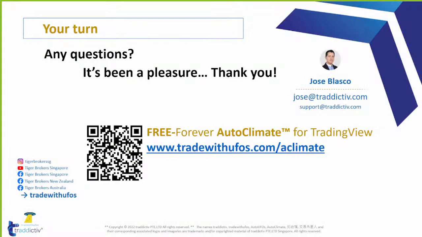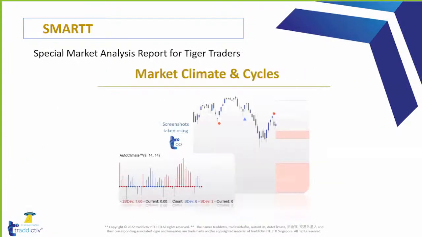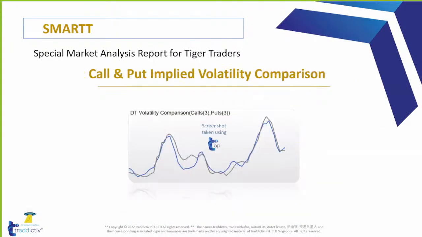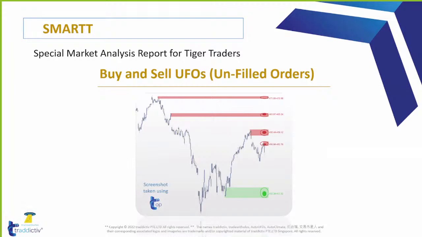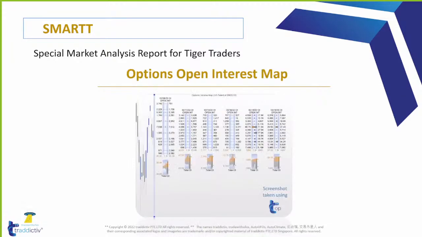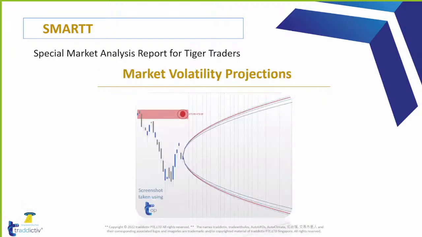That is it. We went over market climate and cycles. We went over the implied volatility and the calls separately. We went over the volume map and also the buy and the sell on field orders. We went over the interest rate map. We went over the volatility projections and how the red line was within the blue lines. So options are quite cheap.